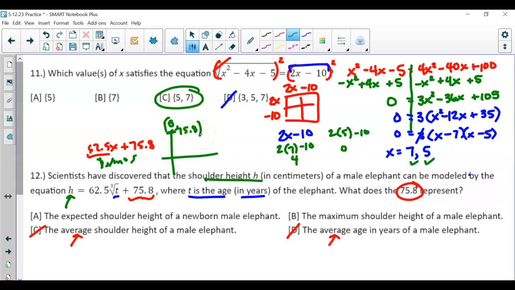So then what are we saying? Is this the expected shoulder height of a newborn or the maximum shoulder height of a male elephant? Well, if the x is 0, meaning that's the start, then that is the newborn. That is the start. So that's why the answer is A. And then again, you can always graph this in Desmos to actually see the graph and understand what this represents.